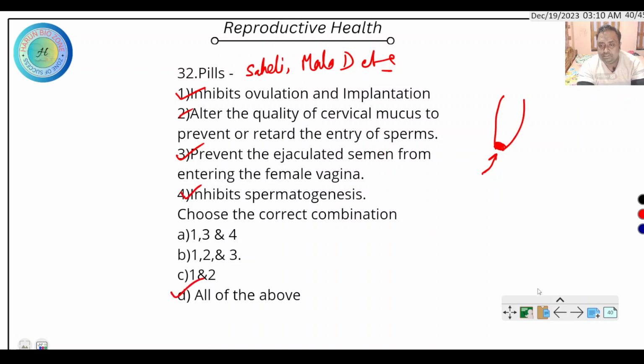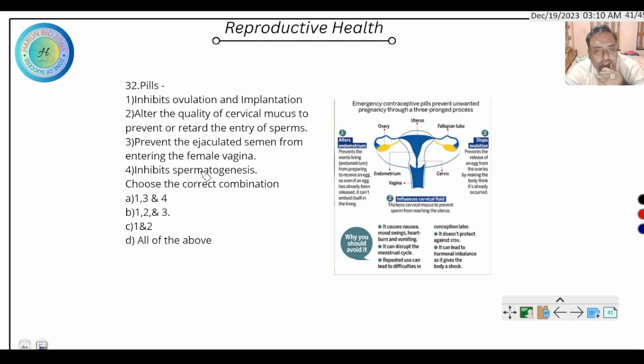Next question. Here, with the pills, this is the endometrium and the cervix region. This cervix region is blocked, so sperm do not move. Number 2, the endometrium wall is not properly formed, so no implantation occurs. In ovulation, there is no ovulation, so no egg is produced.